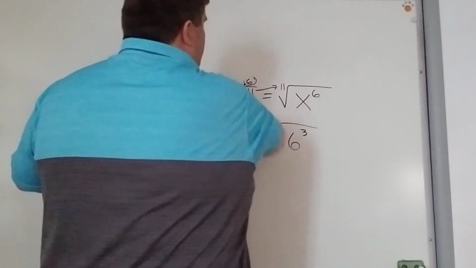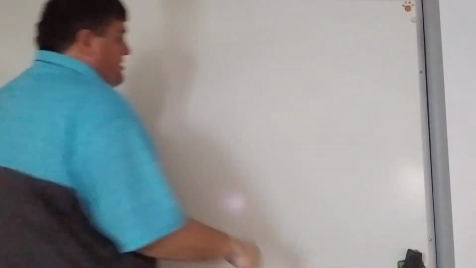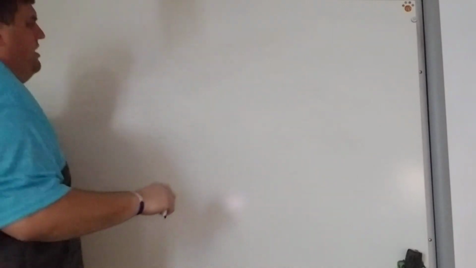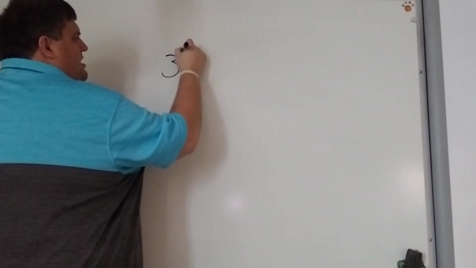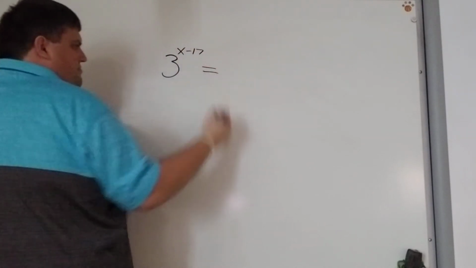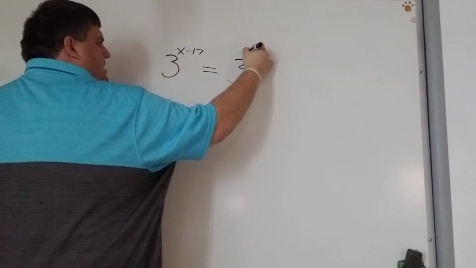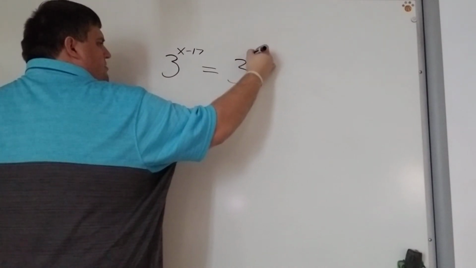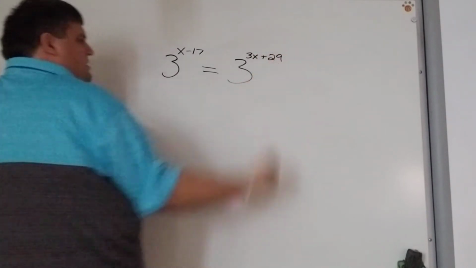All right, so there's that. The other type of problem I want to talk about with you guys today is one that looks like, let's say you had something like 3 to the x minus 17 equals 3 to the 3x plus 29.